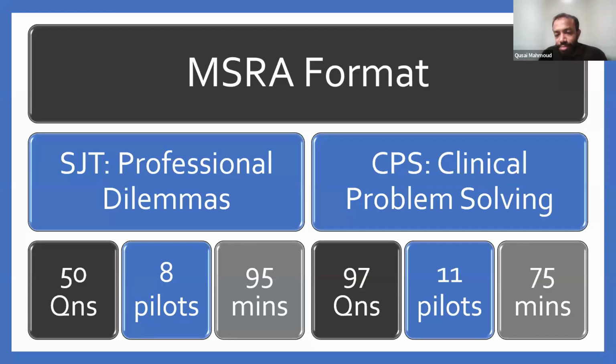In the clinical part, you will be doing the SJT, then you'll have a 5-minute break, then the clinical part. The clinical part is 97 questions, 11 of them are pilots. You've got to do them in 75 minutes. So there is a time pressure.